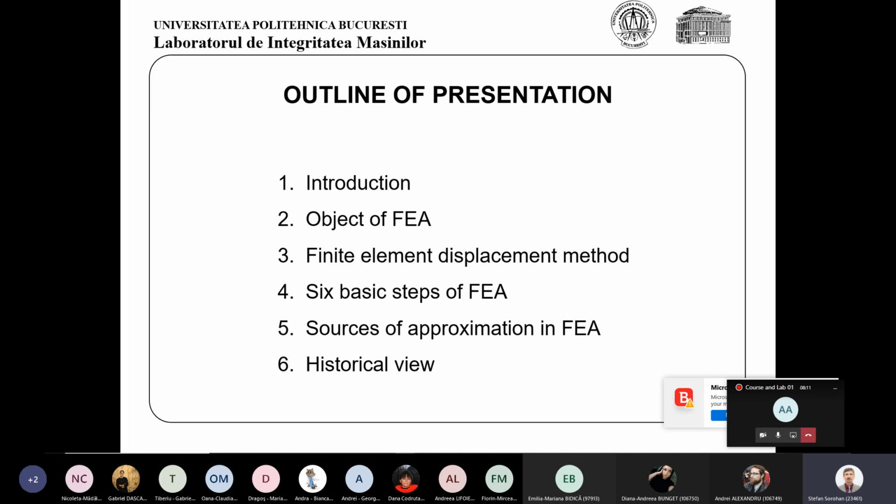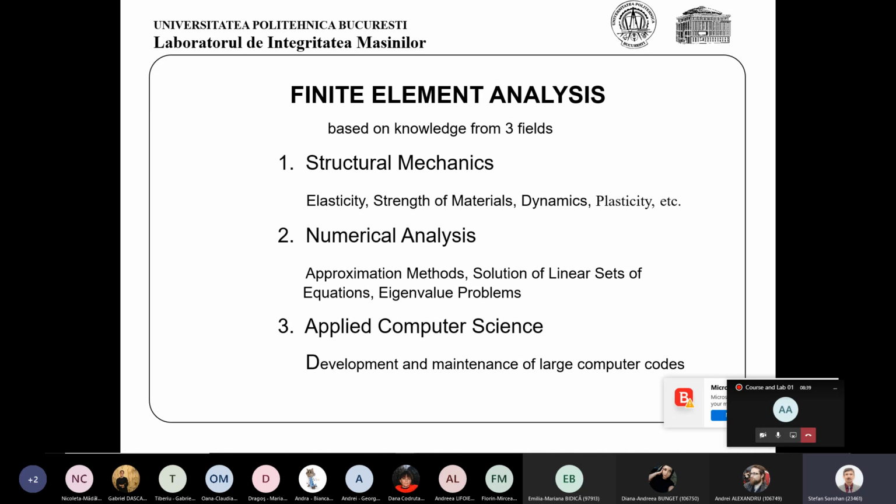The outline of the content of this presentation is: a short introduction, the object of finite element analysis, the finite element displacement method, 6 basic steps for finite element analysis, sources of approximation in finite element analysis, and a short historical view in a few supplementary pictures.